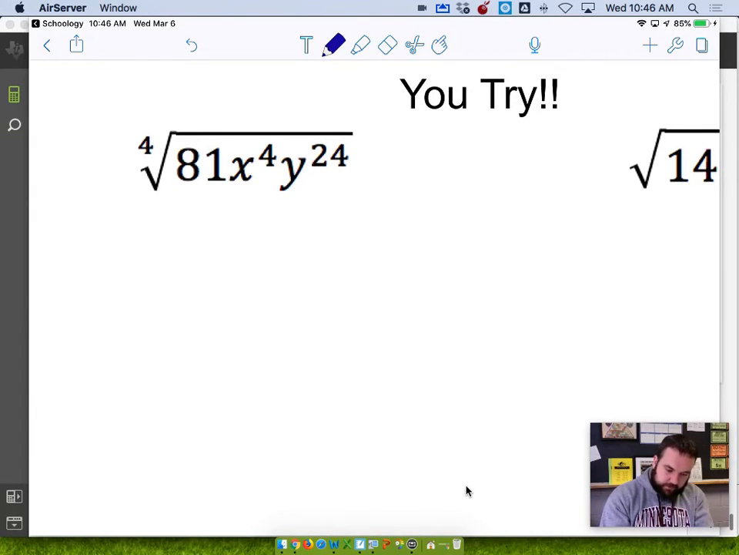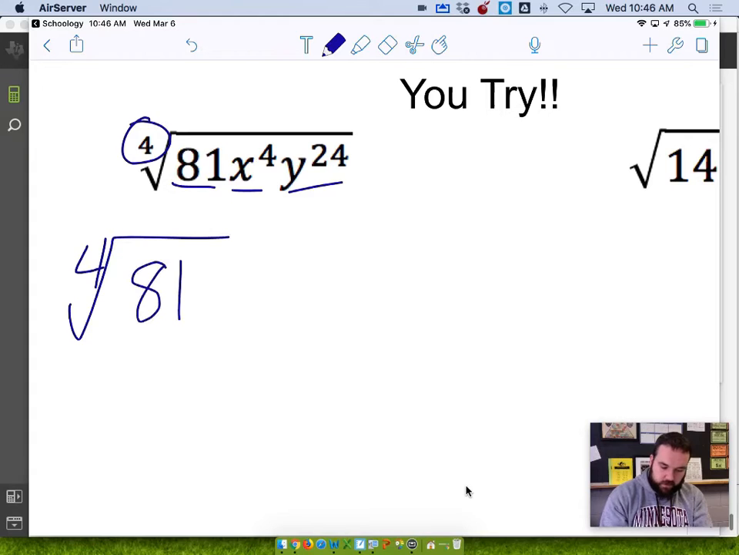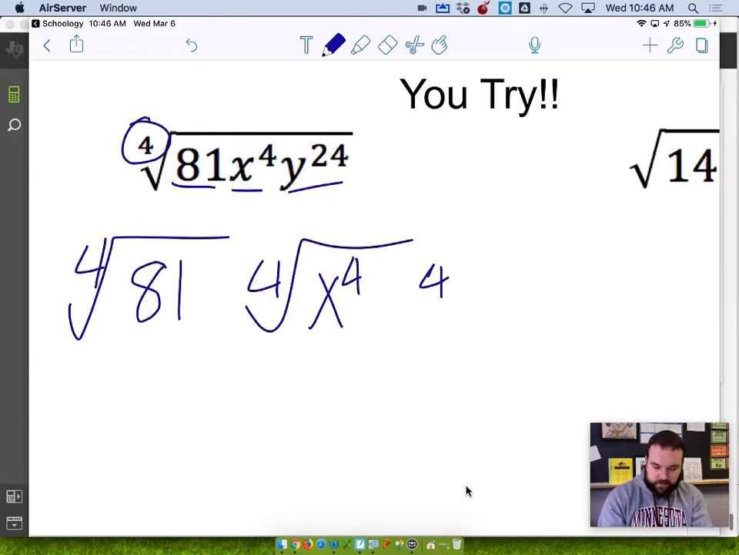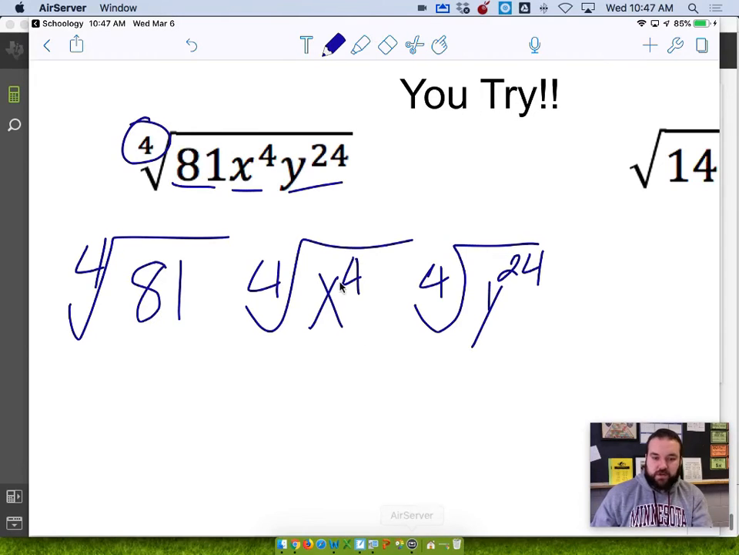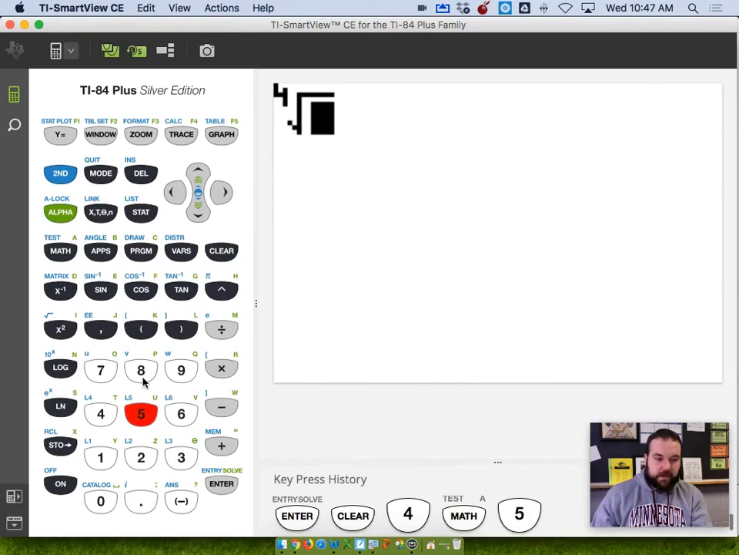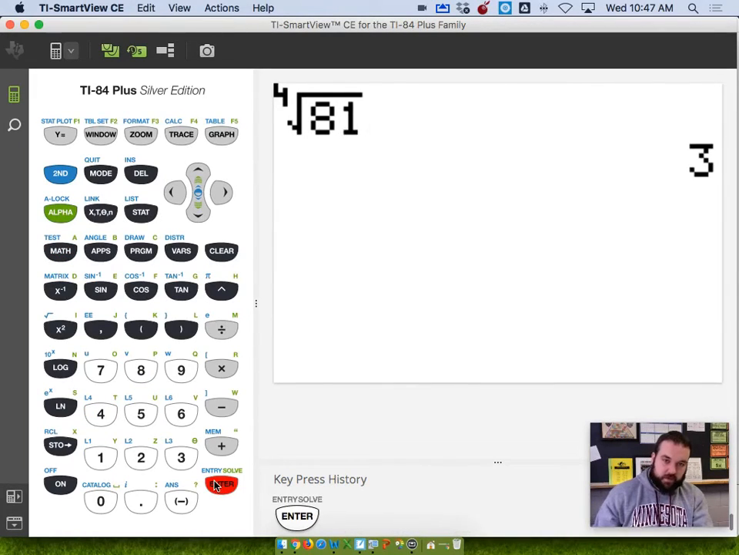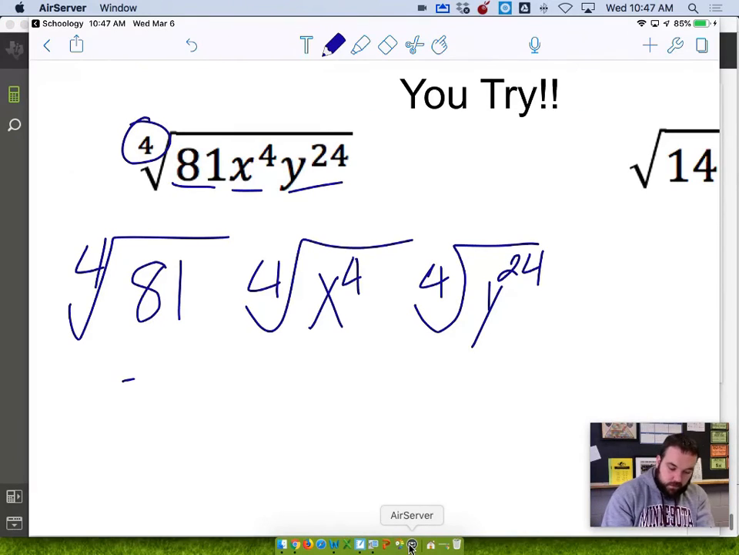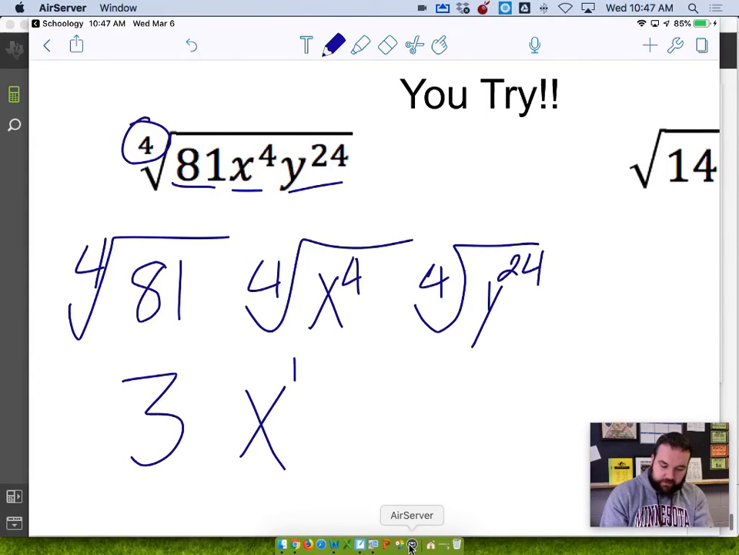So for this first one, I've got the 4th root of three different values. Because my index is even, I do have to be on high alert for introducing the absolute value into the problem. The 4th root of 81, I can just type into the calculator. To do a 4th root, again, 4, math, 5, then I type in 81, and it gives me the principal 4th root, which is 3. Then if I take power and divide by index, I get x to the 1st, and then power divided by index for y is y to the 6th.